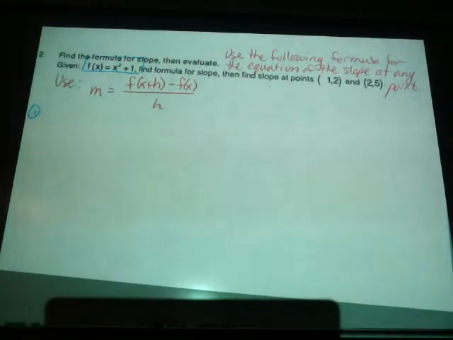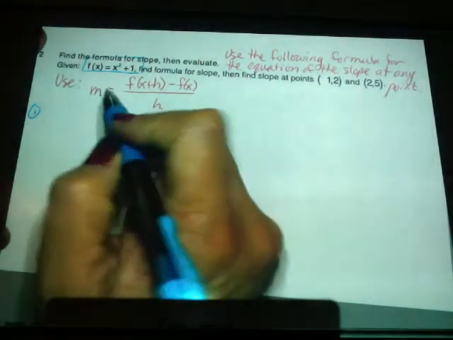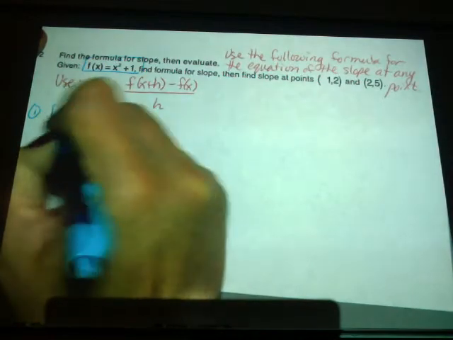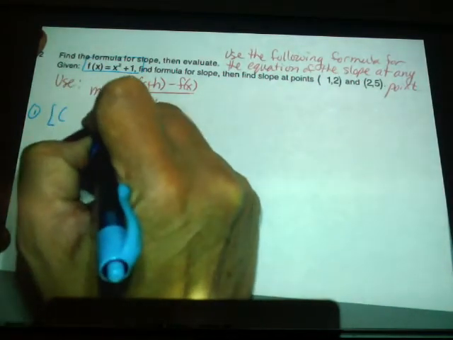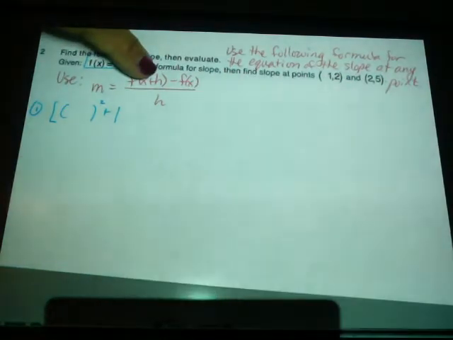So, all right, so then I'm going to use brackets, and I'm going to replace each of the x's in this formula with x plus h.